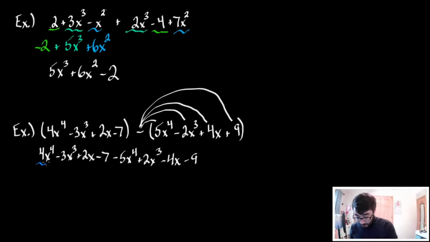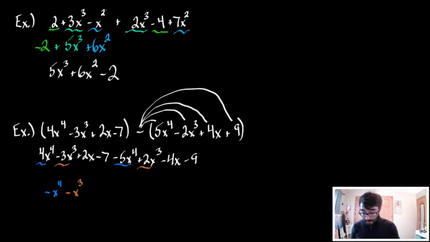So I have 4x to the fourth and -5x to the fourth. So when I combine those, that's going to get me a -1x to the fourth. From there, I have -3x cubed and positive 2x cubed, which is going to get me a -1x cubed.